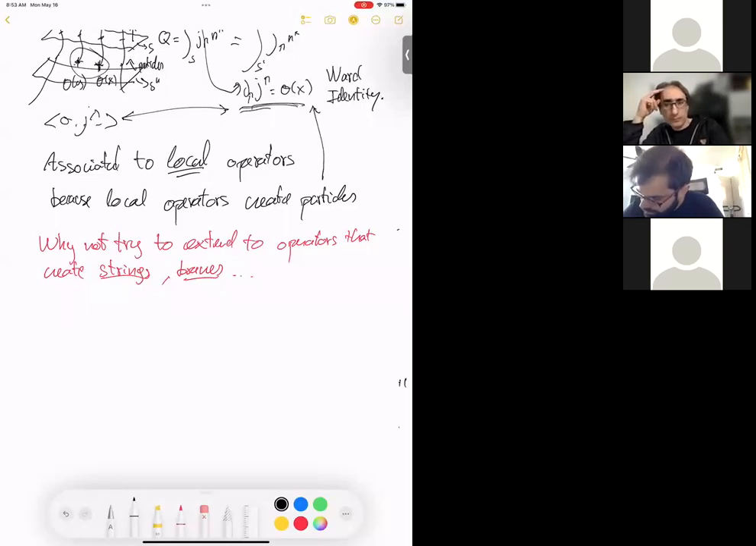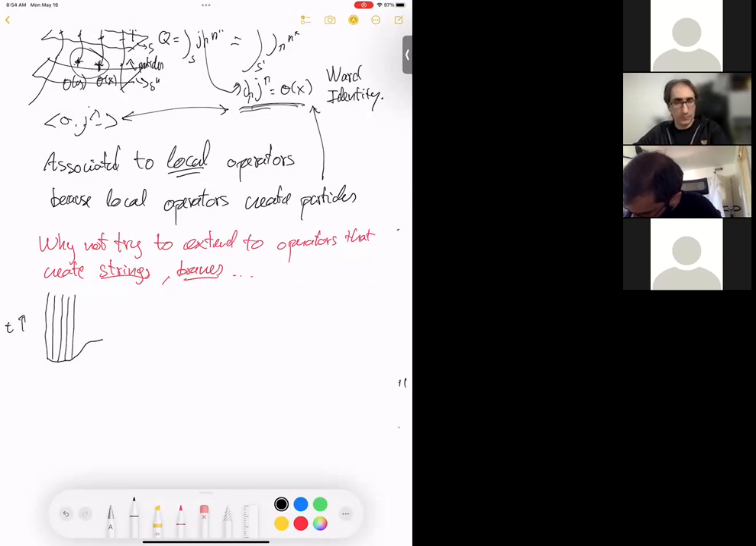So for instance, in the picture I drew before, I had particles. Here I have particles. But what if I instead have a line instead of a local operator that creates a particle? I'm drawing time again here. What if I have an extended operator which creates a worldsheet of a string? For instance, this is a one-dimensional operator that creates the worldsheet of a string. And it's the same thing. The worldsheet of the string cannot break, so actually you can associate a conserved charge to this world volume.